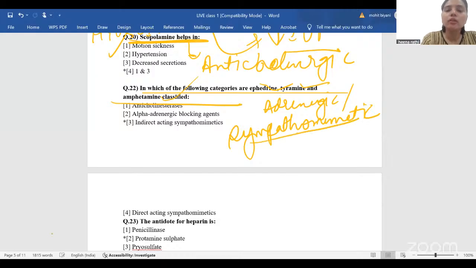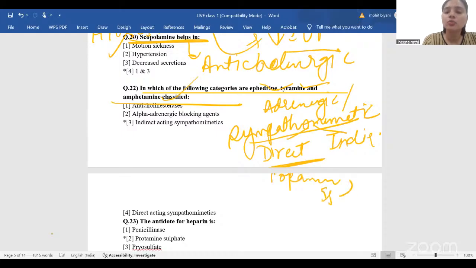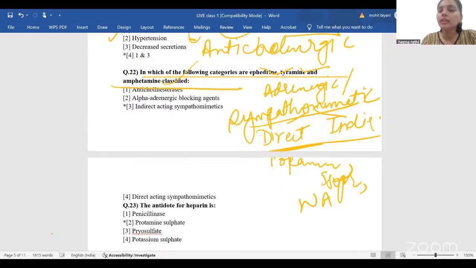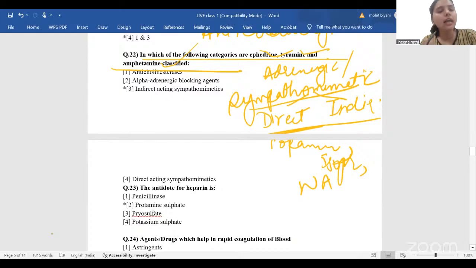So there are two types of sympathomimetic. One is the direct sympathomimetic, the second is the indirect sympathomimetic. Direct sympathomimetics are like dopamine, isoprenaline, noradrenaline. And indirect means like ephedrine, tyramine, amphetamine, which are CNS stimulants. Amphetamine is specifically a CNS stimulant drug. So it is an indirect acting sympathomimetic drug.